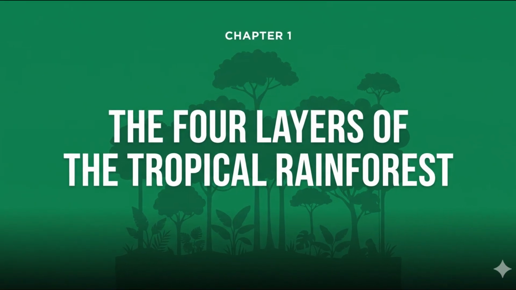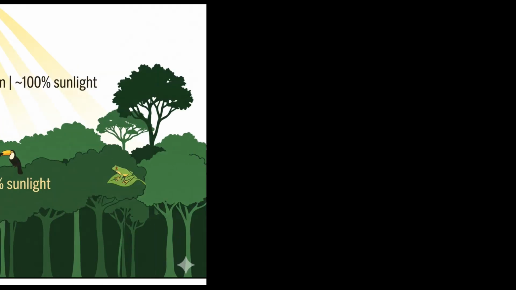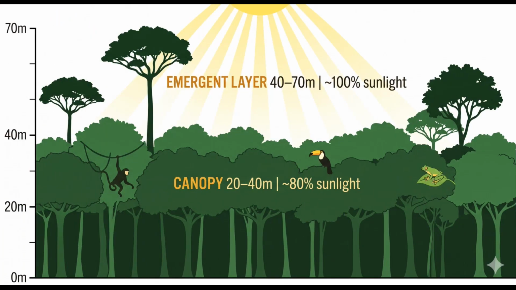Chapter 1. The 4 layers of the tropical rainforest. The rainforest has 4 distinct vertical layers, each with its own light conditions, temperature, humidity, and species. Starting at the top, the emergent layer at 40 to 70 meters. These are the tallest trees in the forest.